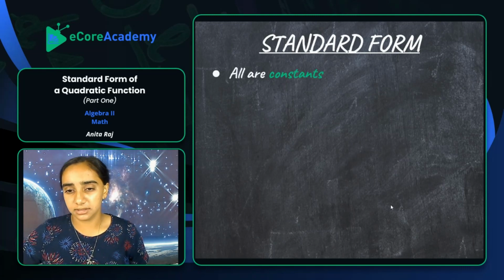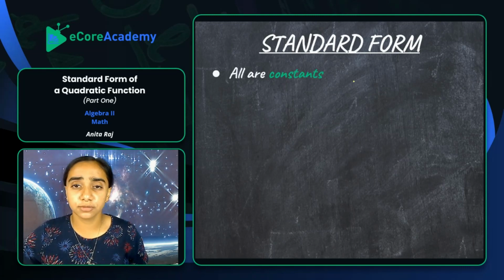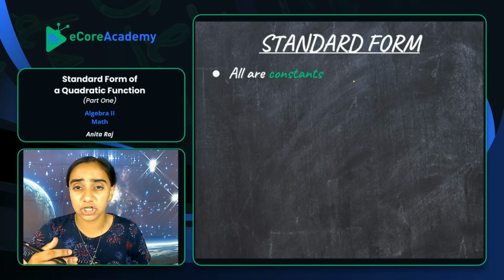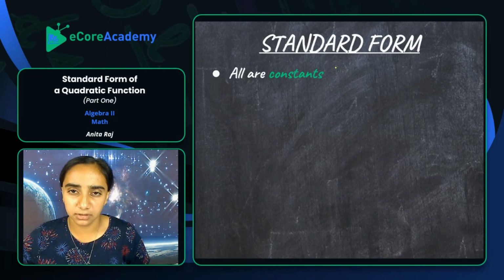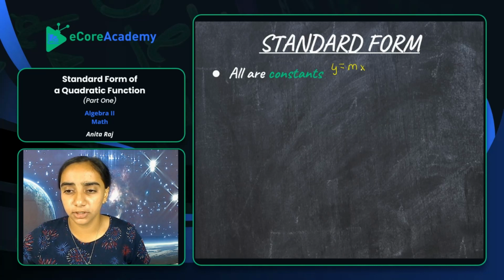So all are constants. Constants are terms in algebra which don't change. So let me give you an example. Let's look at y equals mx plus b, right? That is a normal linear function that you should be familiar with.